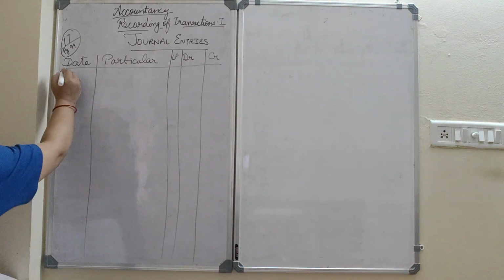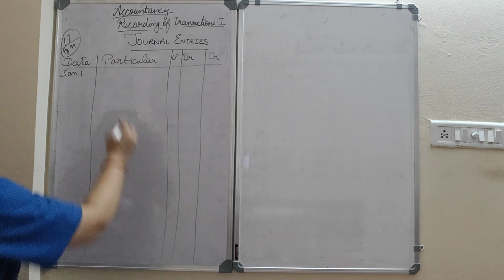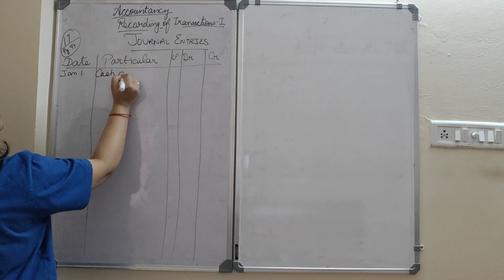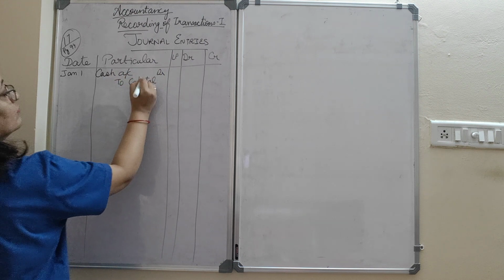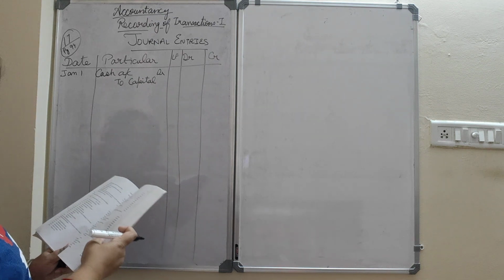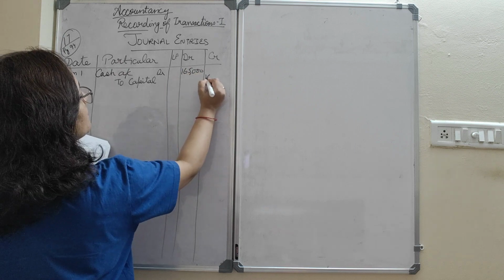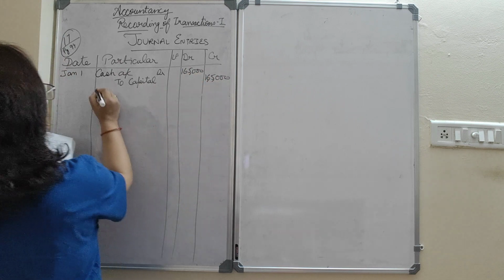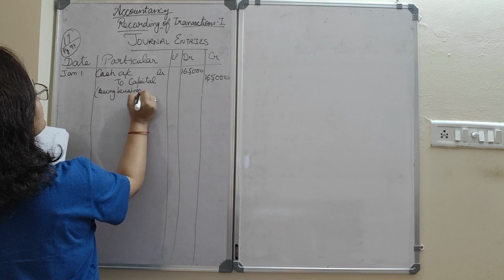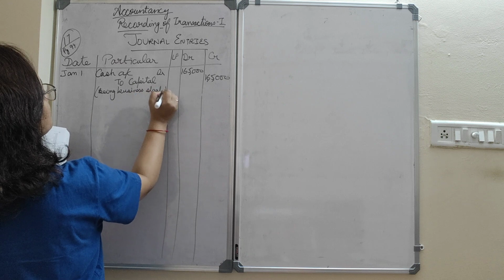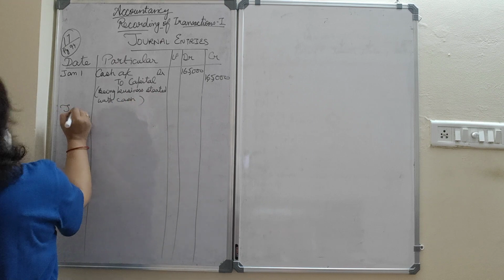Now January 1, the first transaction is started business with cash. So we all know the first entry of starting business is always cash account debit to capital. Cash account debit to capital, it is 1,65,000. Now the narration will be: business started with cash. Let us quickly go to the next one.